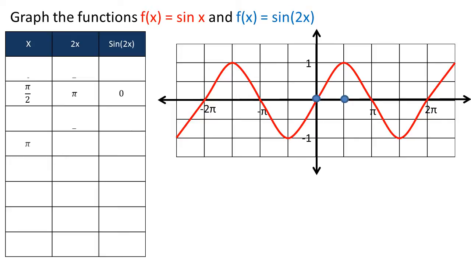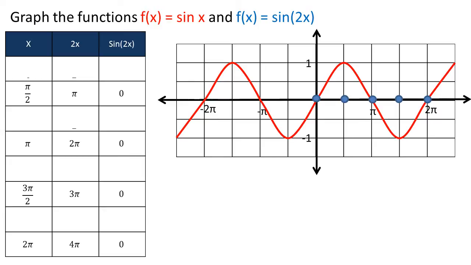Then I put in pi. Pi times 2 is 2 pi. Sine of 2 pi is 0, so the coordinates are pi, 0. Okay, then we put in 3 pi over 2 times 2, which is going to be 6 pi over 2, which is 3 pi. Sine of 3 pi is 0. So again, we have 3 pi over 2, 0, which is there on the graph. I have 4 dots now. Then I have 2 pi, which when I multiply it by 2 is 4 pi. And when I take the sine of that, it's again 0. So I have 2 pi, 0.